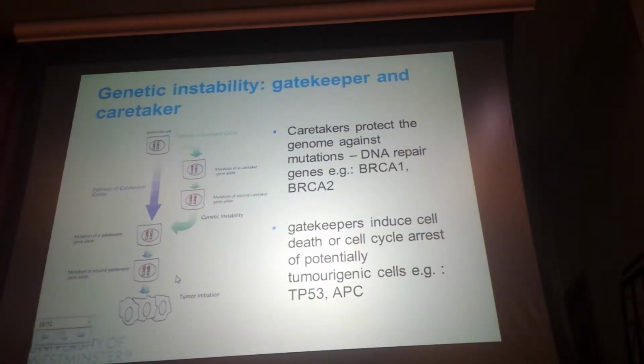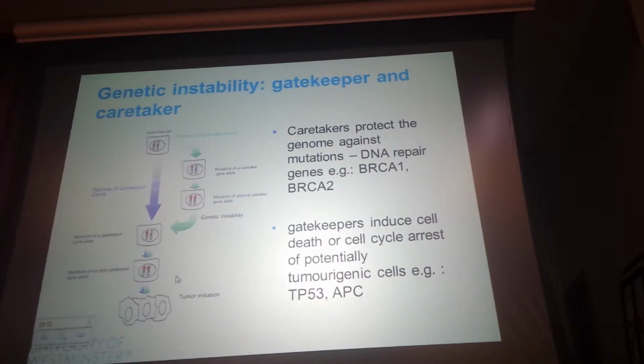So I've explained to you what a tumor suppressor gene is, and tumor suppressor genes are involved in what we call genetic instability. Tumor suppressor genes can be even more defined as either gatekeepers or caretakers. So what's a caretaker? A caretaker protects the genome against mutations. So DNA repair genes, BRCA1 and BRCA2, are tumor suppressor genes, but they are caretakers. So they are involved in genetic instability. And you have genes like P53 or APC, they are gatekeepers because they induce cell death or cell cycle arrest.